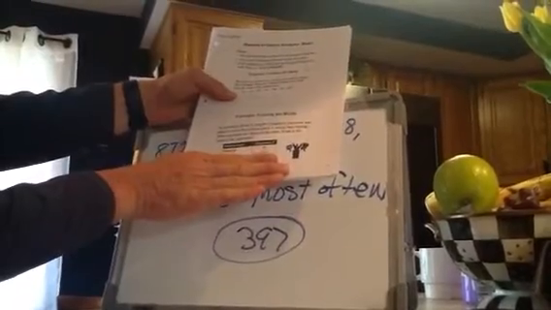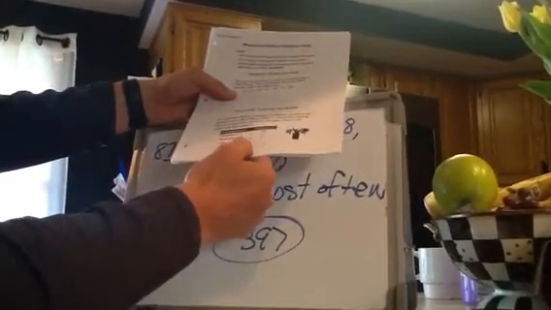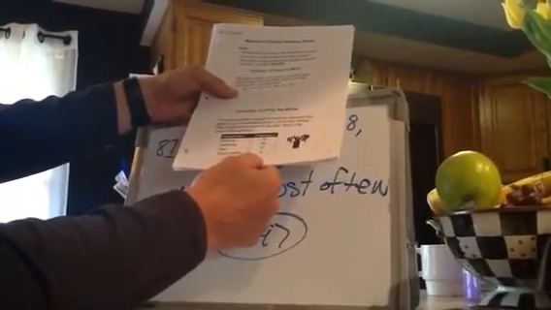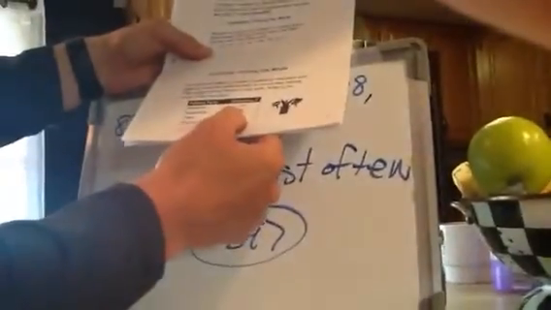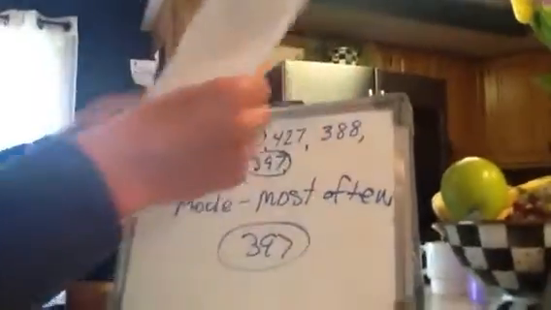That's the most often. However, what if they put independent in here as 21? What a lot of students will do is pick the mode as 21, but 21 does not happen the most often. So that's why I like to say most often for the mode.